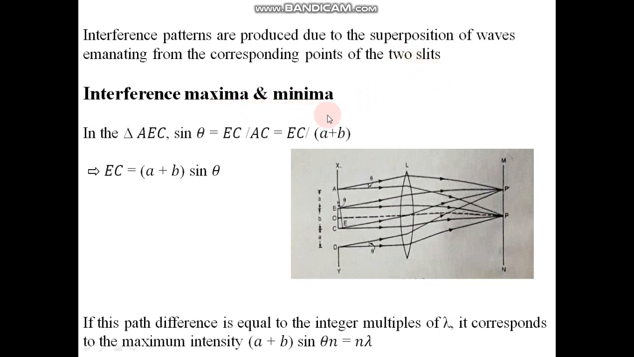To find the interference maxima and minima, we consider a triangle AEC, where sin theta is equal to EC by AC. AC is AB plus BC, that is small a plus small b. So we get EC equal to (a plus b) sin theta. If the path difference is equal to integer multiples of lambda, that corresponds to the maximum intensity. That is, the path difference EC, (a plus b) sin theta n is equal to n lambda, that corresponds to interference maxima or constructive interference.